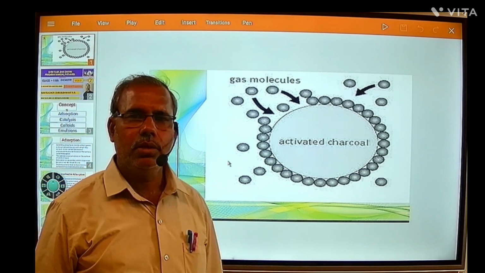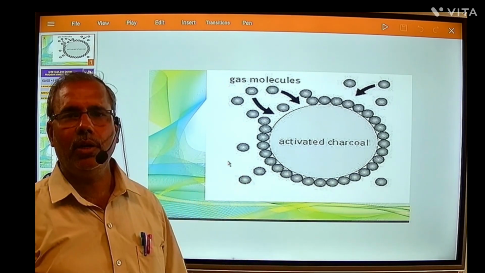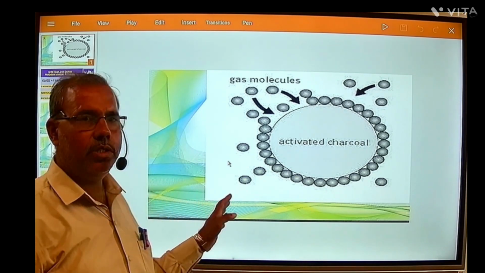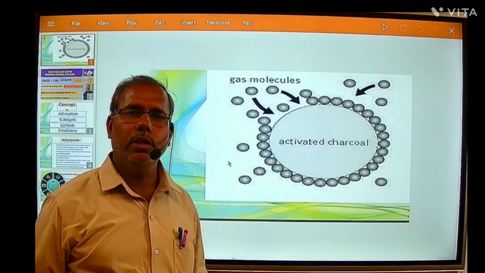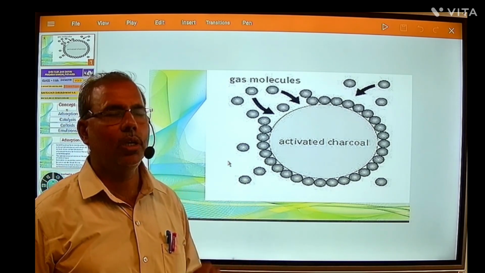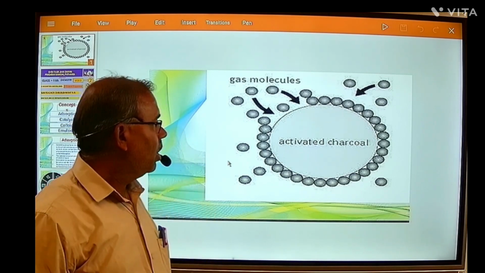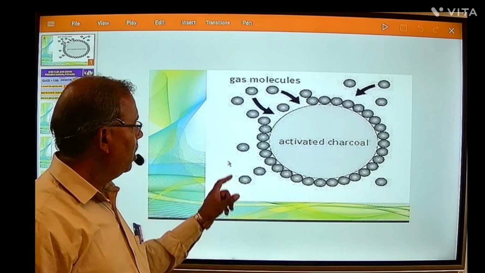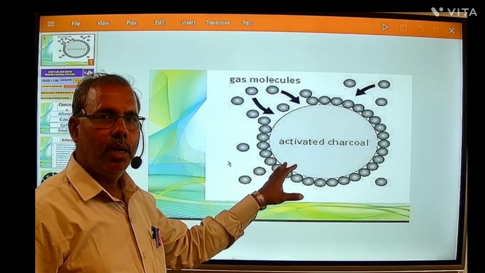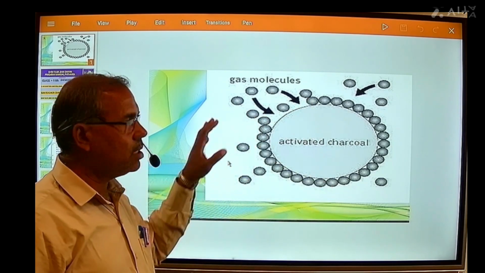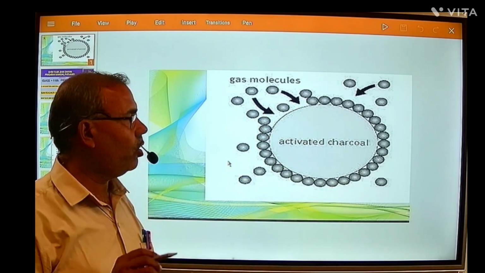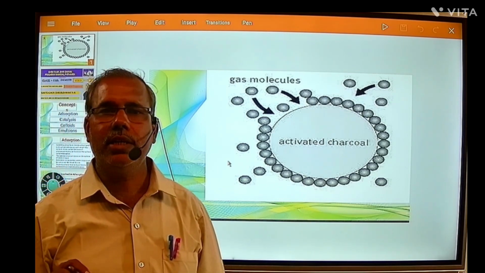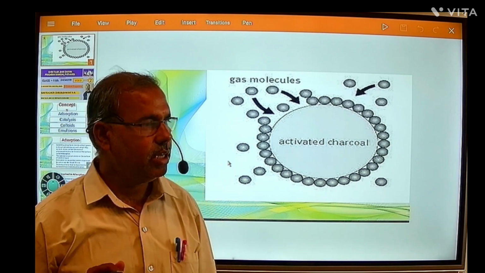So dear students, this is a quite different phenomenon to you. This phenomenon is quite common in our day-to-day life, but we don't think about this. Now this picture clears us that there is a substance, and on the surface of this substance the other molecules are accumulated or deposited. So students, this phenomenon is called adsorption.